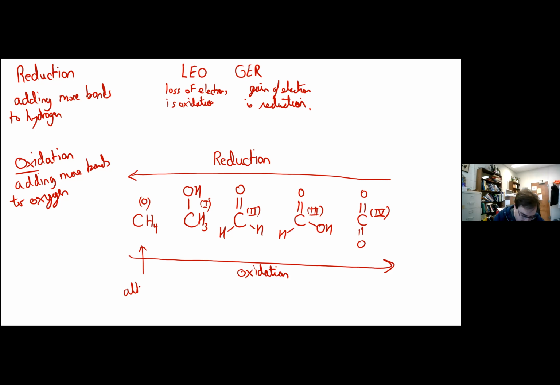So we have alkane, alcohol, ketone or aldehyde, or in the case of formaldehyde, it's kind of like almost a double aldehyde, acid, ester, amide, and then carbon dioxide. There's nothing else here. That's the only thing with 4 bonds to oxygen.